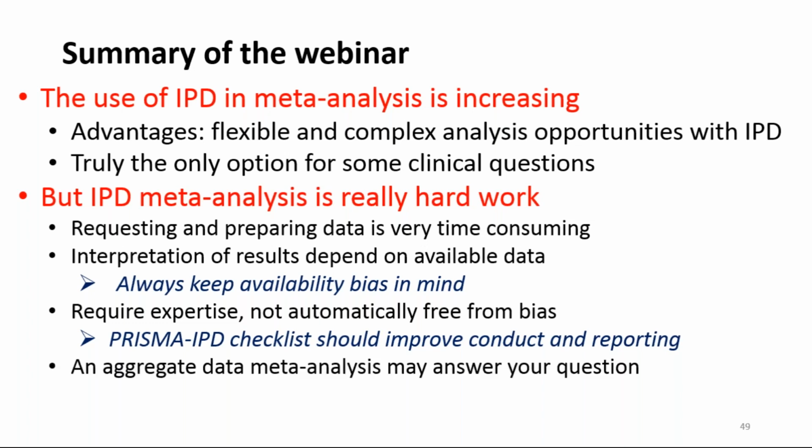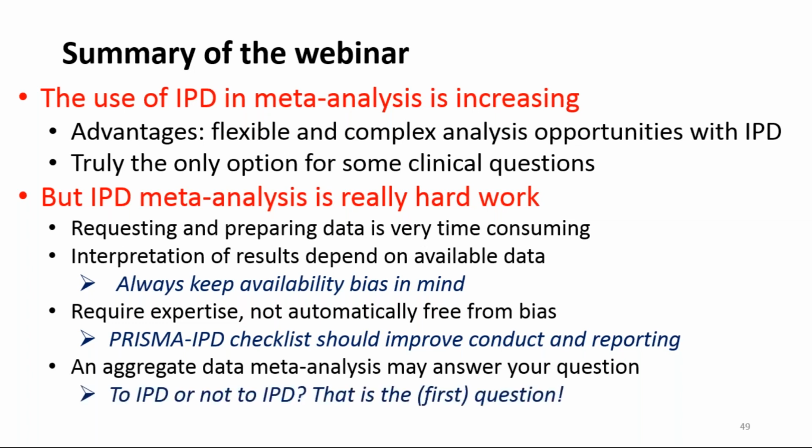And the final thought for the day, when thinking about whether you want to embark on doing an IPD meta-analysis yourself, is to formulate your question first and think about whether potentially an aggregate data meta-analysis could answer that question, as this will save a lot of resources and a lot of time. So the note that I will end on is to IPD or to not IPD. That is the very first question that you should always think of in your research. Thank you.